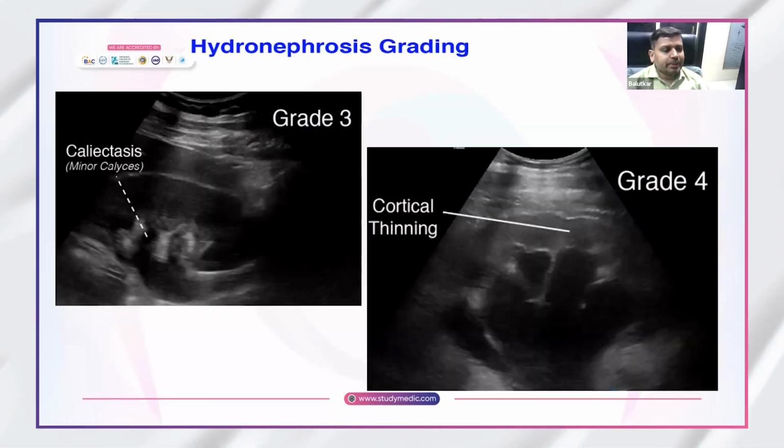As in grade 3, there is dilatation of the minor calyces as well, apart from the major calyces. And of course, in grade 4, there is ballooning of the calyceal system or minor calyces, and there is renal parenchymal or cortical thinning. So this is in brief about hydronephrosis and how the ultrasound appearance of hydronephrosis is as per the grading.